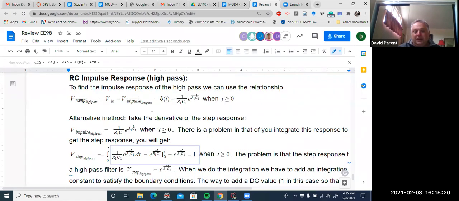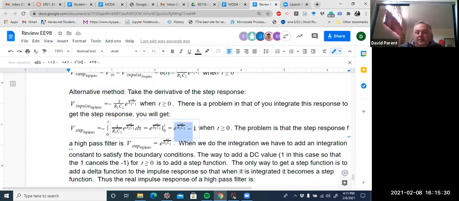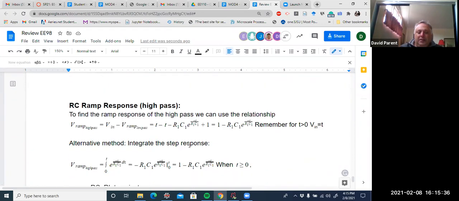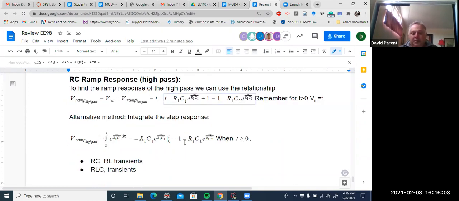Well, the only way to do that is to put in a delta function, right? Because when I integrate this in time, I get the step function. I get a positive step function, which then will cancel out this, and then I get what I want. All right. So that one's a bit of a pill, right? The ramp, you're using the same algebraic relationship as before, and you get t minus t, right? And then when you cancel it all out, again, it's all multiplied by step functions. In this case, you get the same answer when you integrate.